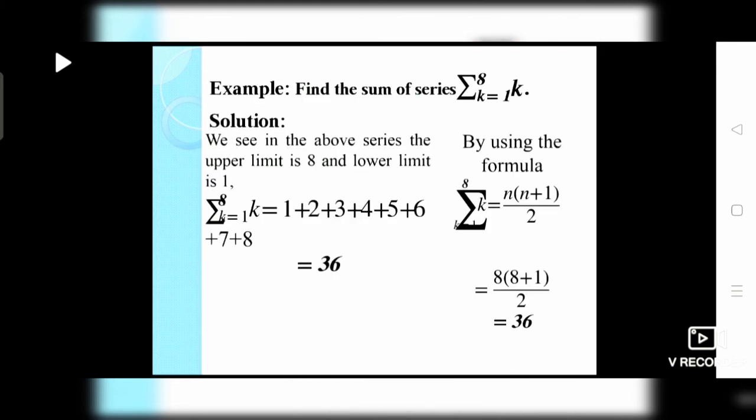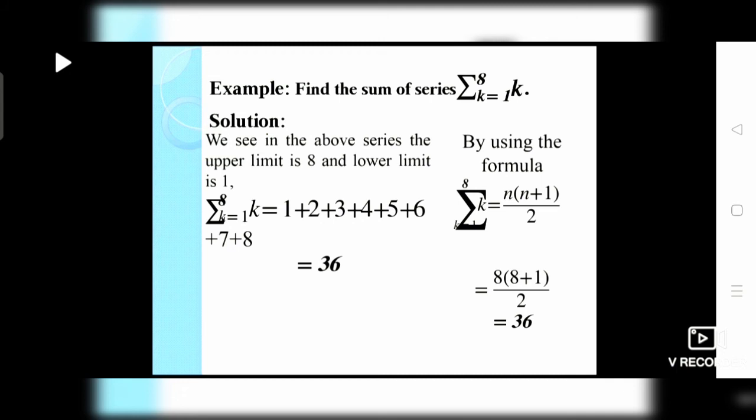So this is an example, a finite example, k from 1 to 8. This is the simple natural number series. To find the summation, we can use the formula. We see the upper limit and the lower limit of the sequence. The upper limit is 8 and the lower limit is 1. So we start from 1, 2, 3, 4, 5, 6, 7 and 8. We simply add these numbers and we get the answer 36.